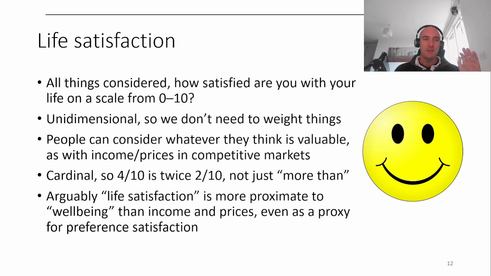In any case, the appeal of life satisfaction in the context of cost-benefit analysis is that it's unidimensional, just like income. So for all the things that people care about, we don't have to make trade-offs. We don't think, well, would you rather have a good knee or would you rather live in Kensington? In traditional cost-benefit analysis, we can just look at the price of knee reconstructions and the price of houses in Kensington and do a comparison on the prices. In this case, we ask people, how satisfied are you with your life? And we compare people who have bad knees and people who live in Kensington, and we see whether there are differences between them. So people can consider whatever they think is valuable.